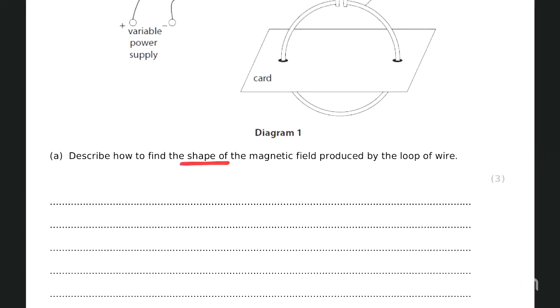So therefore, what will happen? We just need to focus on how to get the shape of the magnetic fields. Okay, right. So in order to get the shape, we can just use the iron filings.